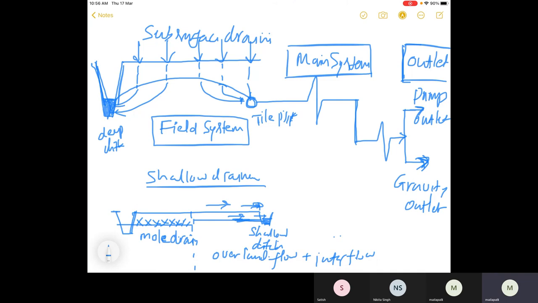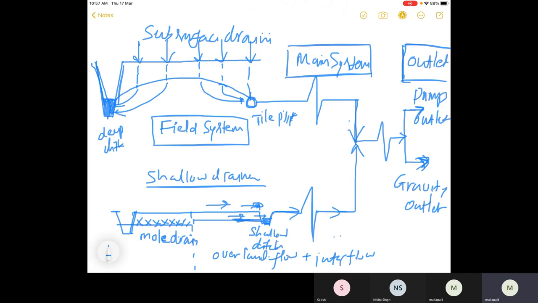Since it is a field system, this is also a field system, and we are connecting it to the main system. This is the main system, and again, it is connected to the outlet system like this. So this is all the possible components of a drainage system layout. Don't assume that in the practical sense we should have all these drainage systems together. It can have individual shallow drainage or subsurface drainage, or it can be a combination of shallow and subsurface drainage systems together.